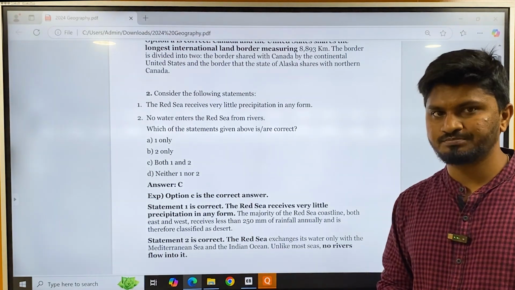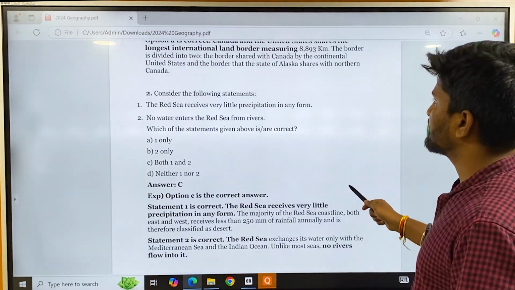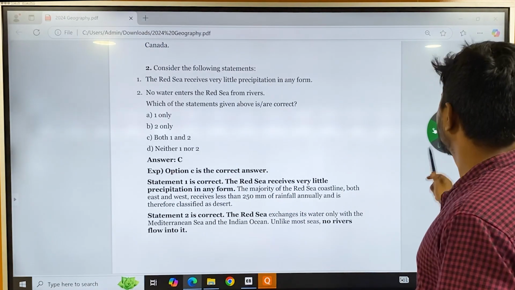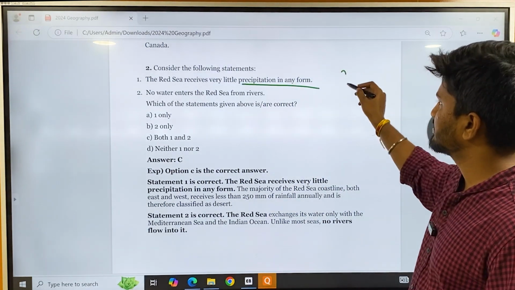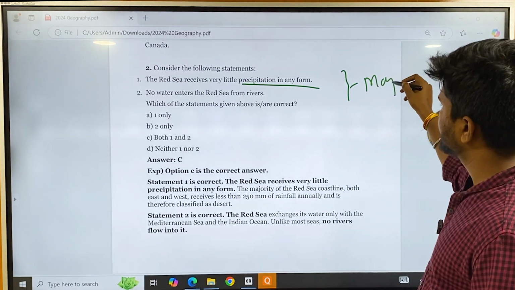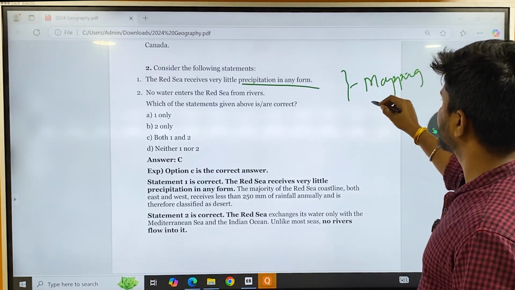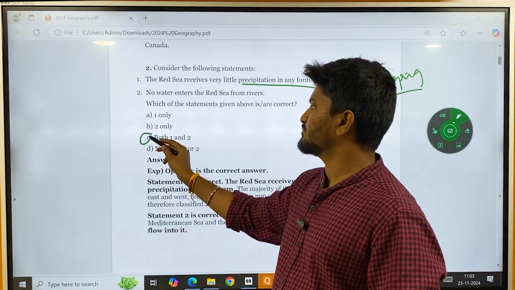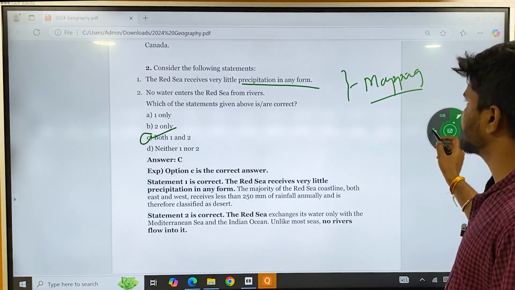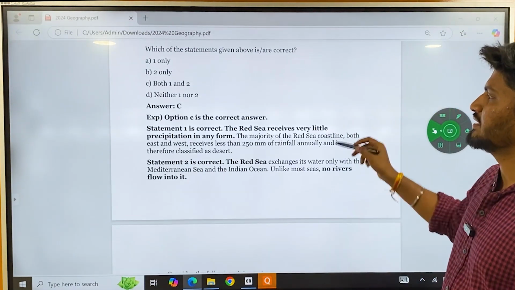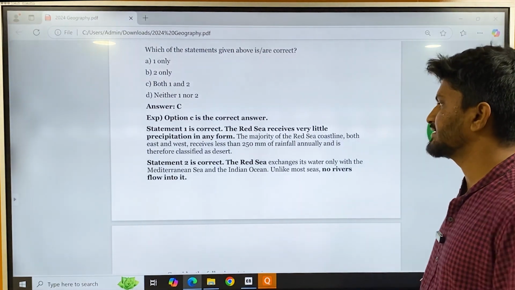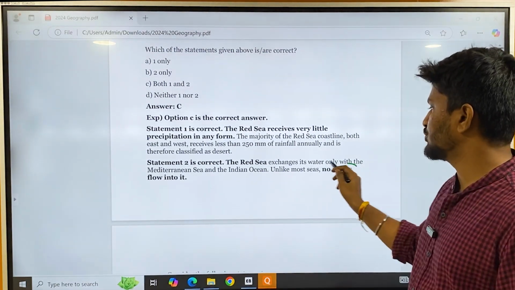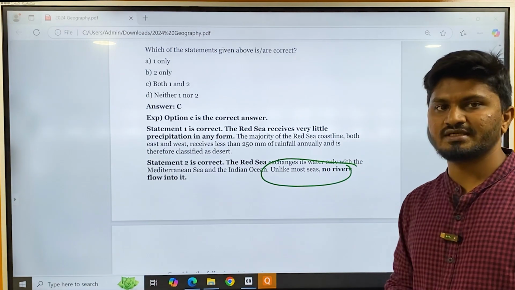General knowledge question. And then, consider the following statements. One, Red Sea receives very little precipitation in any form. Two, no water enters Red Sea from rivers. Again, this is a geography mapping question only. The correct answer here is C, both 1 and 2. Yes, Red Sea receives very little precipitation in any form, and the Red Sea exchanges its water only with the Mediterranean Sea and the Indian Ocean, and unlike most seas, no river flows into this Red Sea.